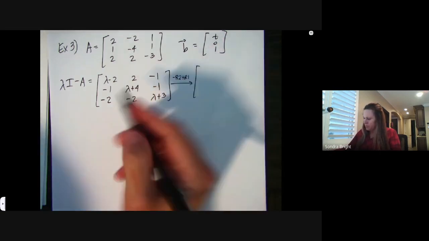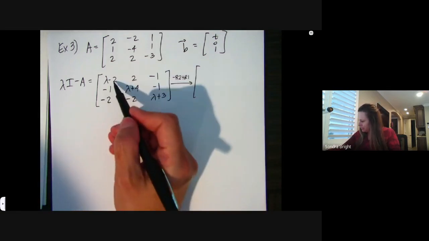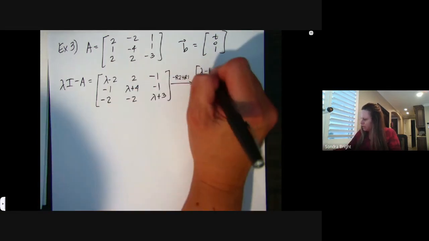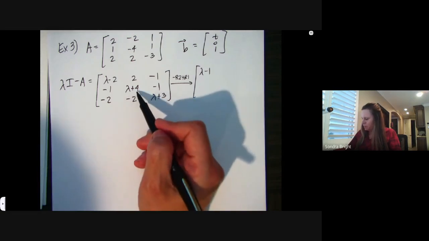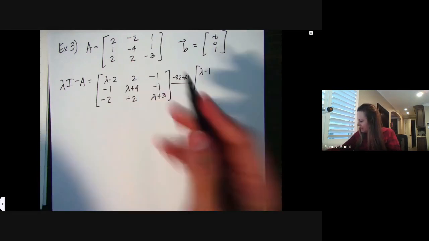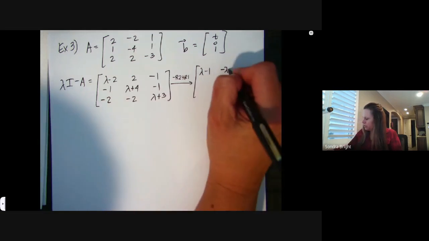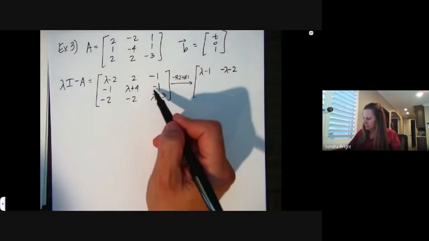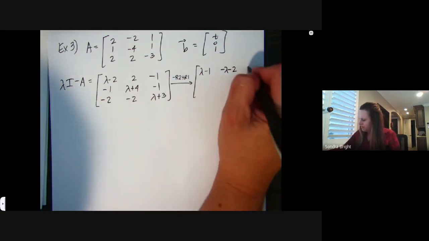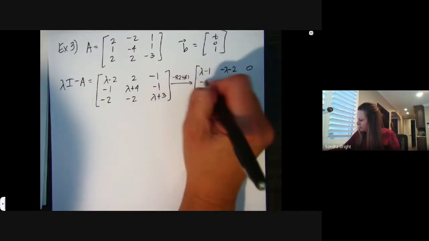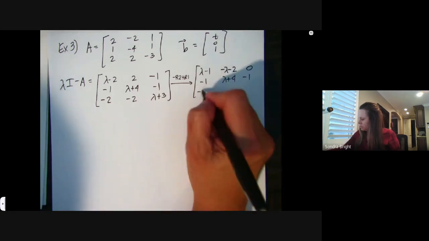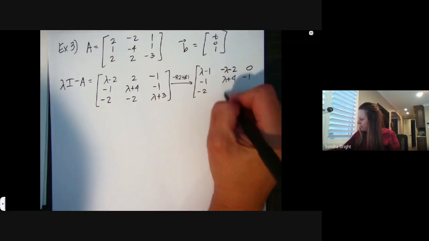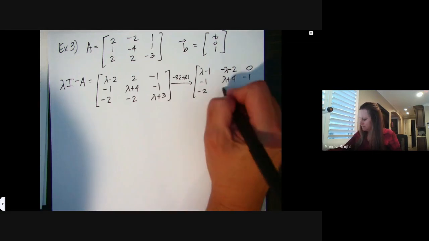So a positive 1 plus lambda minus 2 would leave me with a lambda minus 1. Negative lambda minus 4 plus 2 leave me with a negative lambda minus 2. A negative 1, so a positive 1 minus 1 will give me a 0. And that's enough. I'll leave everything else alone. Your goal is just to try to make your life a little bit easier.